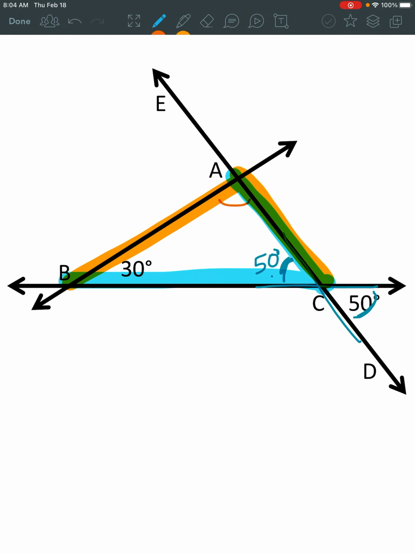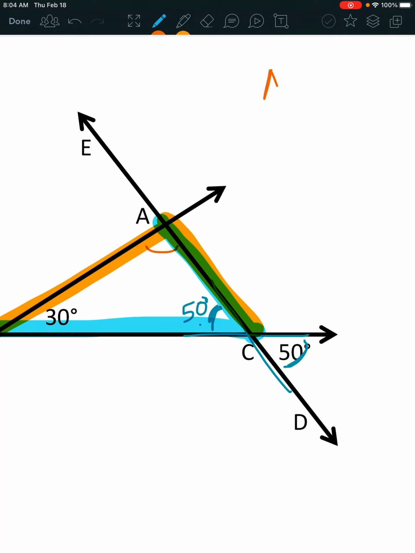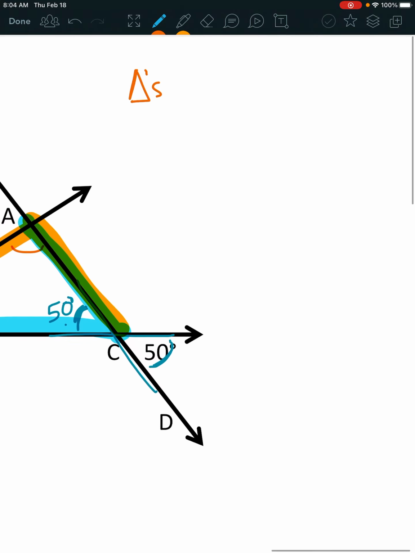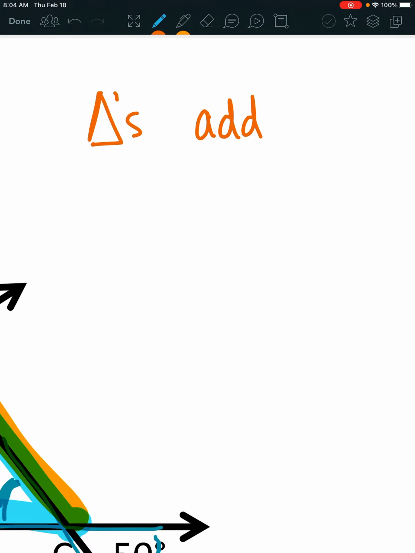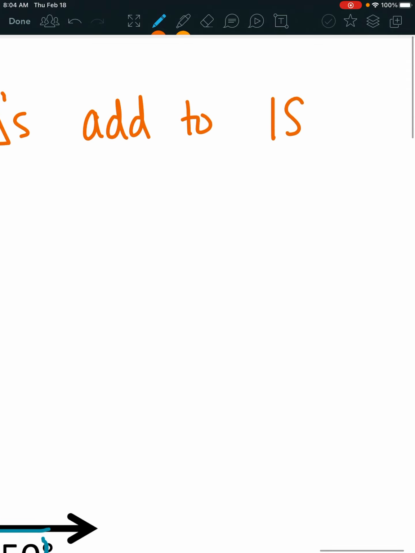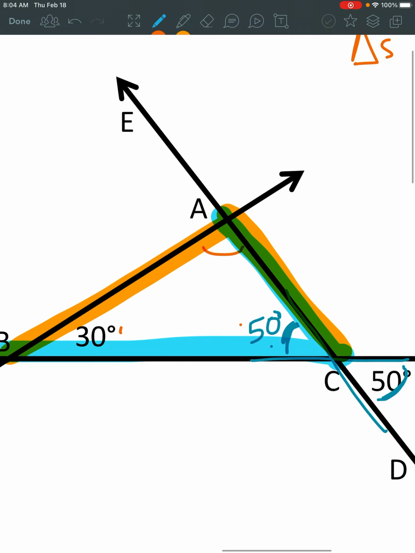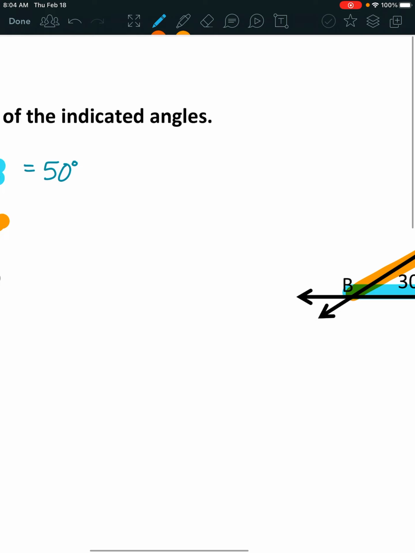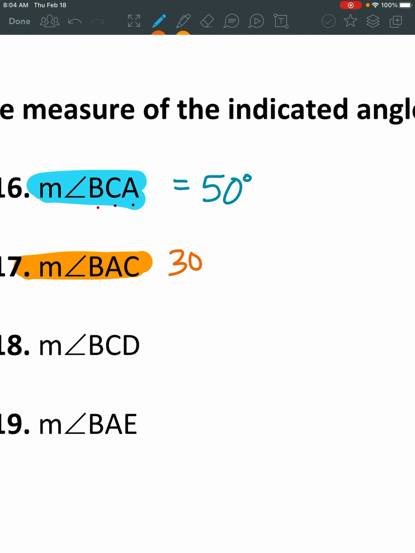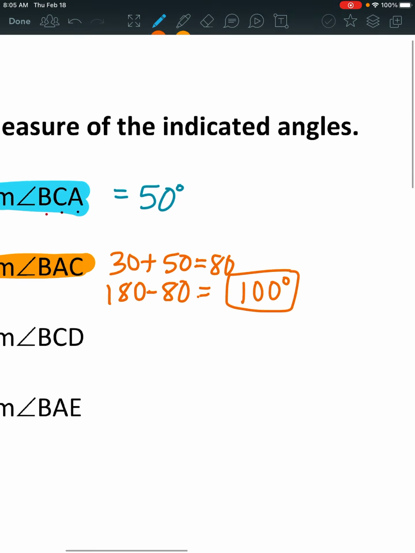Now, the way we could do this is we know that triangles have to add to 180. So we have 2 angle measurements of this triangle. We have 30 here, we have 50, and then that other angle has to add to 180. So 30 plus 50 is 80. And then what we do is take the triangle 180 and subtract it to see what would be left, so that the missing angle measurement is 100 degrees.